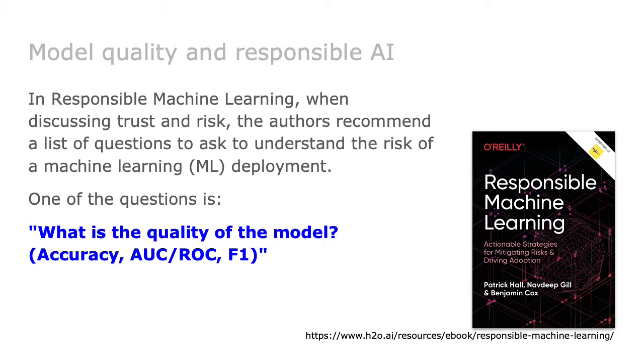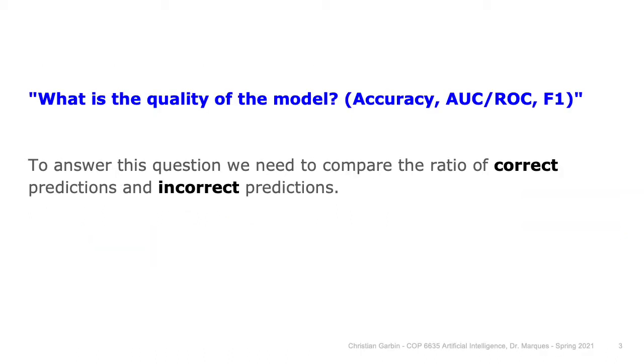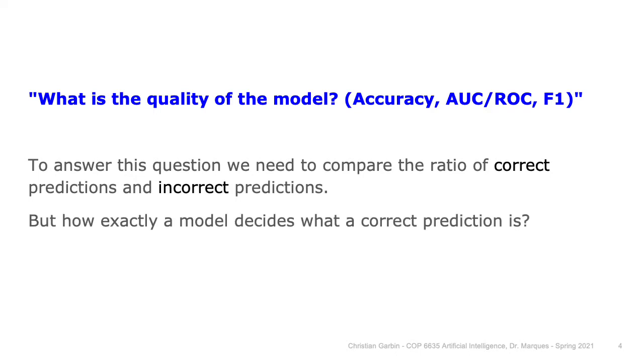In the Responsible Machine Learning book, when the authors are discussing the topic of trust and risk, they recommend us to ask a list of questions to understand what is the risk of a machine learning deployment. And one of the questions is about the quality of the model in terms of accuracy, AUC, F1, and so on. To answer those questions, we need to compare the ratio of correct predictions and incorrect predictions. But how exactly does a model decide what a correct prediction is?